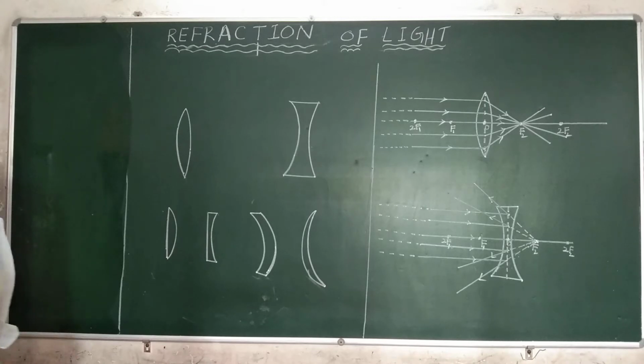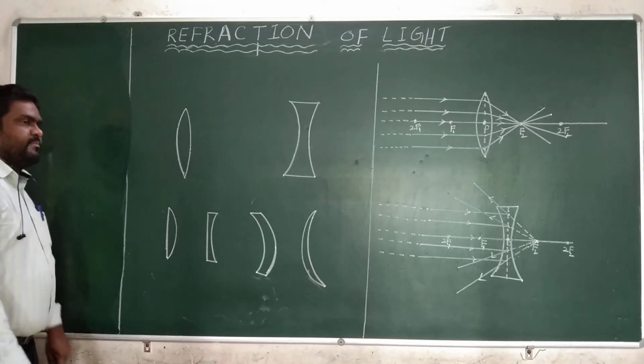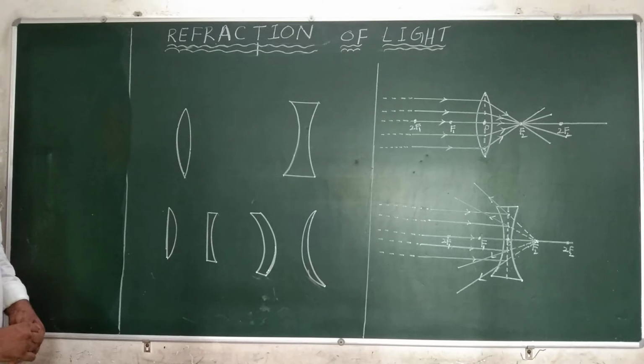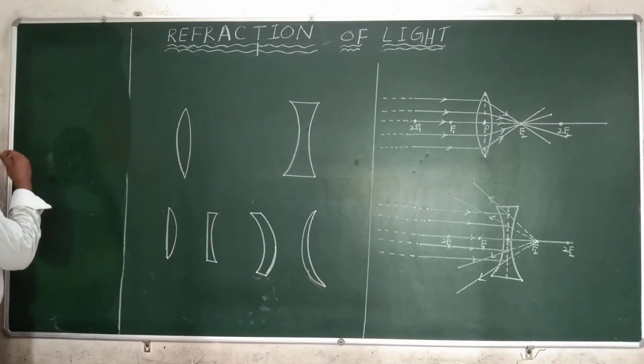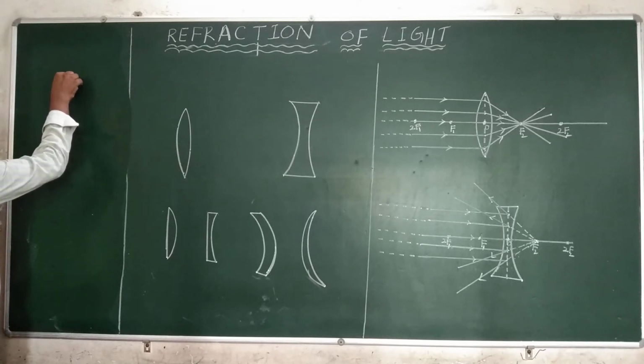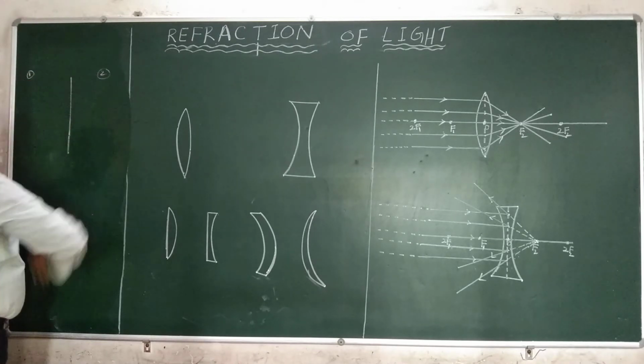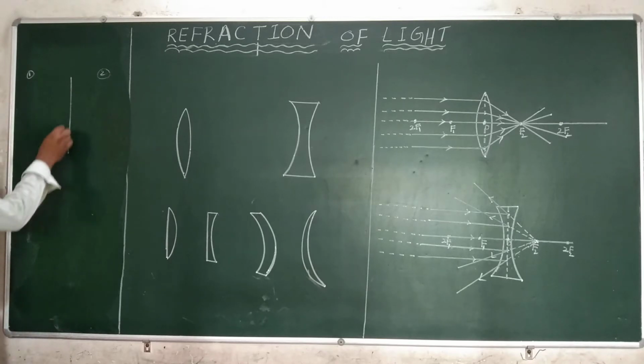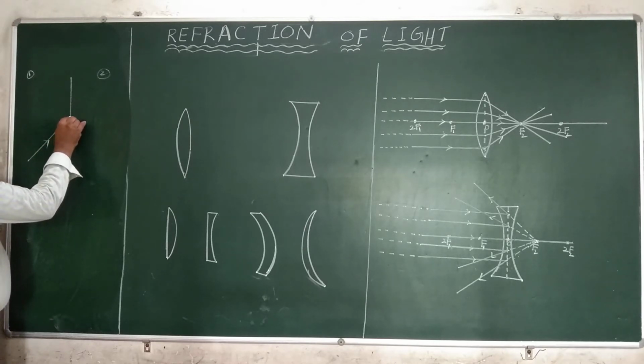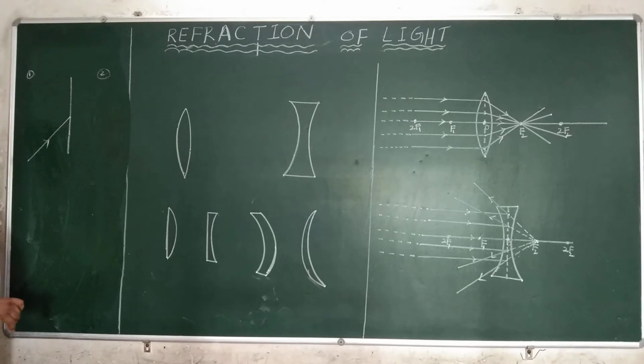Already you know, denser medium of light means the medium having more optical density, which means more refraction in that medium. So here, this is the boundary, this is medium 1, this is medium 2. When the light travels from medium 1 to medium 2, this is the incident ray, which is incident on the boundary of the two media.